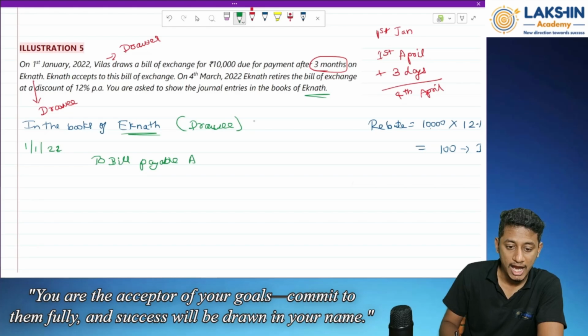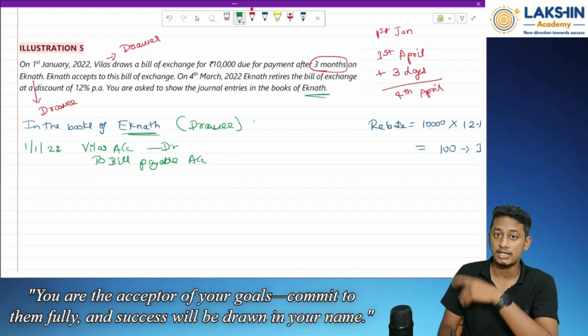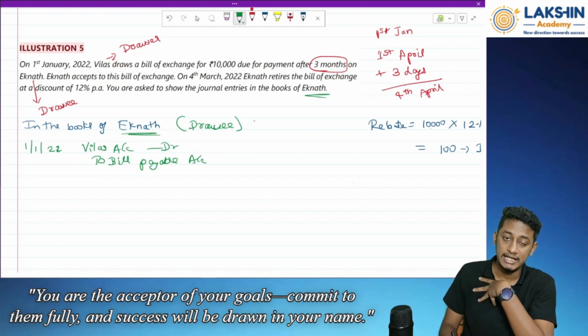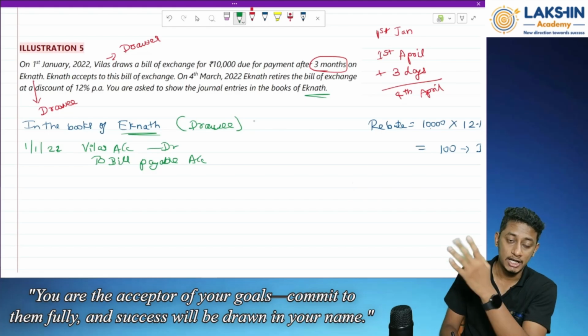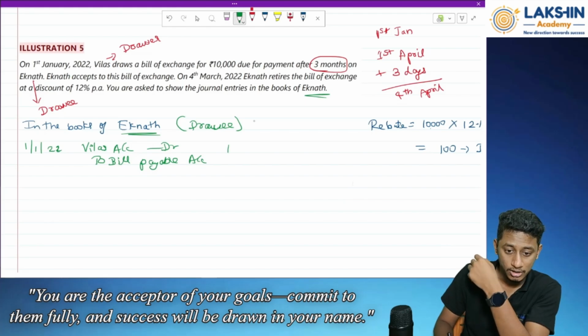And the old liability, whatever was there, which is Vilas. Vilas account will be debited because he was a creditor before. That is, Eknath had to make payment to Vilas. Now I am debiting Vilas account so as to clear the liability. By debiting the liabilities, we can clear it off. Now what is the amount? Rupees 10,000, or 10k also I can write.